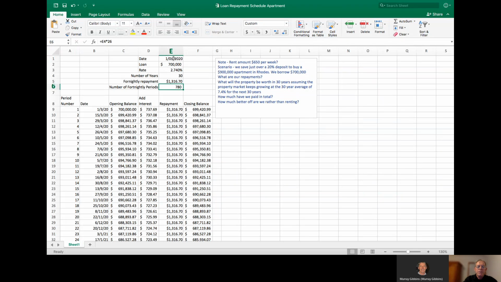I've got, starting this loan, 1st of March 2020. I'm borrowing $700,000. The rate, a home loan rate at the moment, is 2.74%. And the number of years is 30. Now, if it's fortnightly repayments, let's have a look at this calculation here. I'll try and make it a bit bigger for you so you can see it.